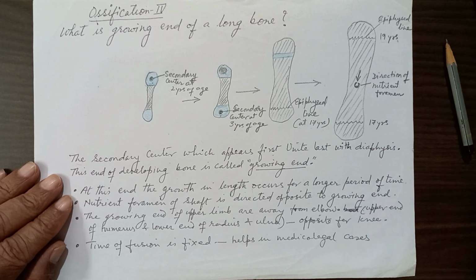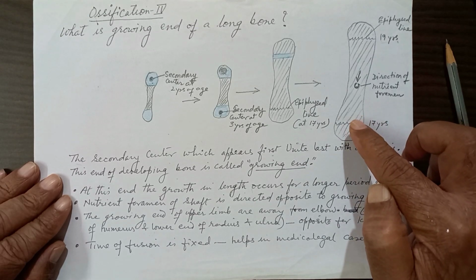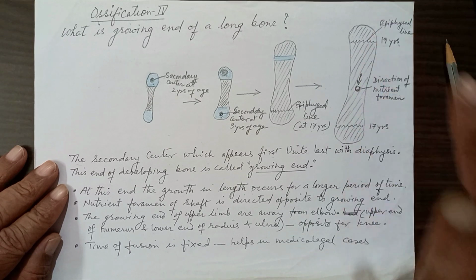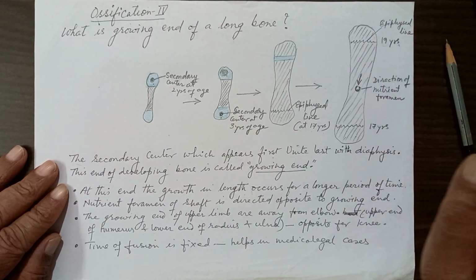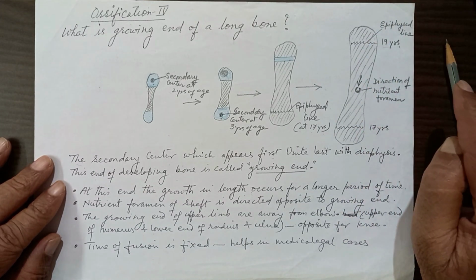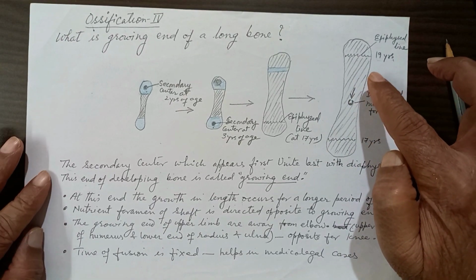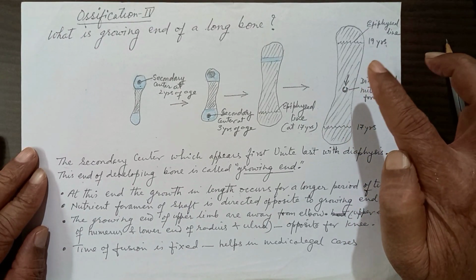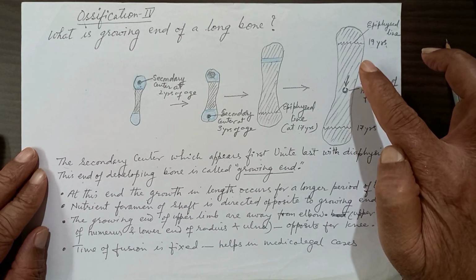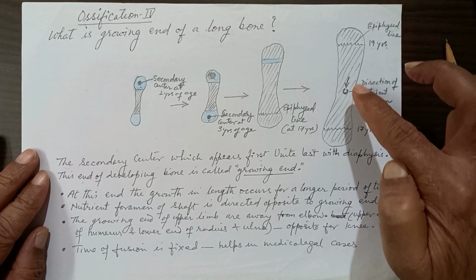For example, the growing end will show growth for a longer period of time as compared to the other end, which has already fused. This fact is utilized by surgeons when they are doing an amputation. They should know which end of the long bone is the growing end, so they will leave space in the soft tissue for the growth of the bone.